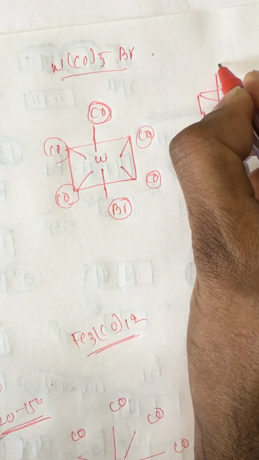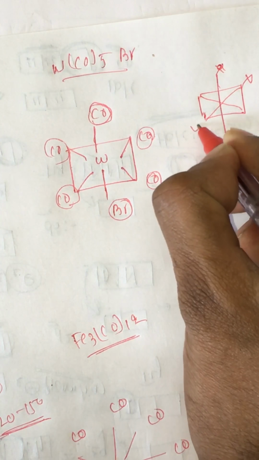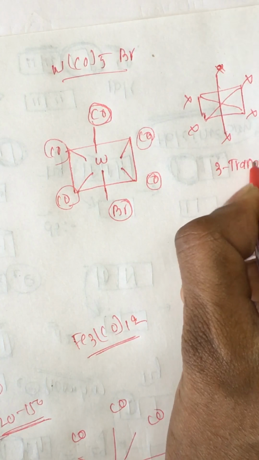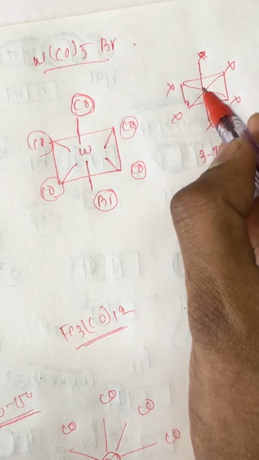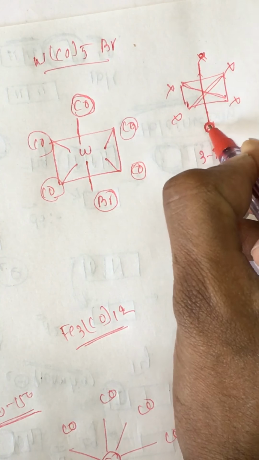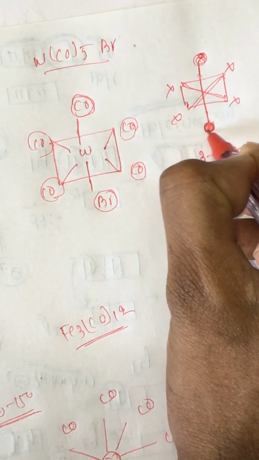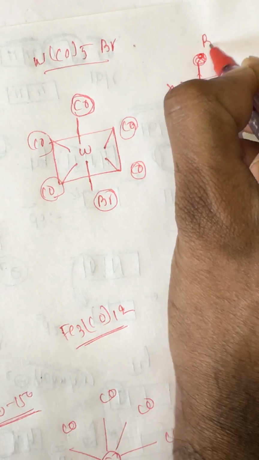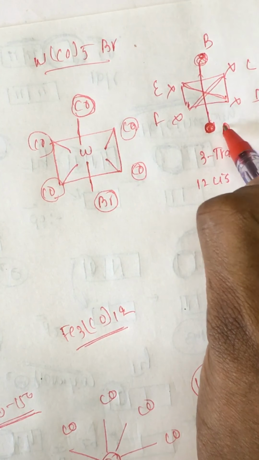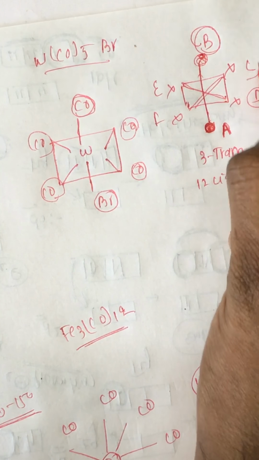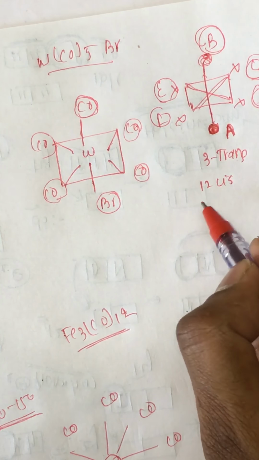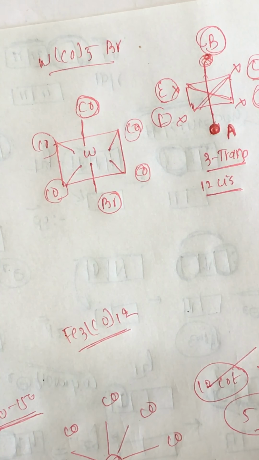in an octahedral complex, we know that 3 trans positions are there and 12 cis positions are there. So only these 3 are trans positions. Okay, let's say this is A, this is B, C, D, E, F. So A with respect to B is trans. The remaining C, D, E, F are all cis only. So like that we will get 12 cis forms and 3 trans forms.